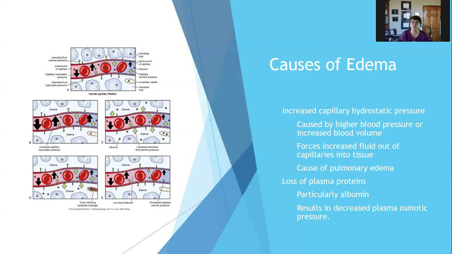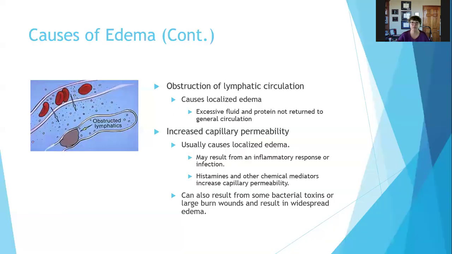Loss of plasma proteins, particularly albumin, can cause edema because it results in decreased plasma osmotic pressure. So it decreases the pulling force. So to cause edema, you either have to increase the pushing force, that's the increased capillary hydrostatic pressure, or you have to decrease the pulling force so the fluid stays out there in the interstitial space. So loss of plasma proteins will cause that.